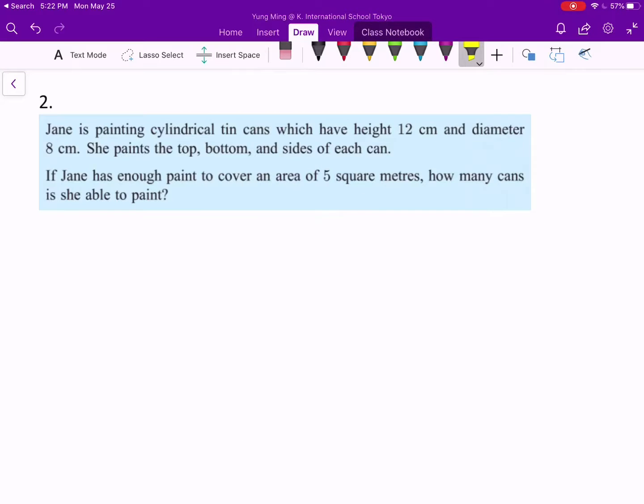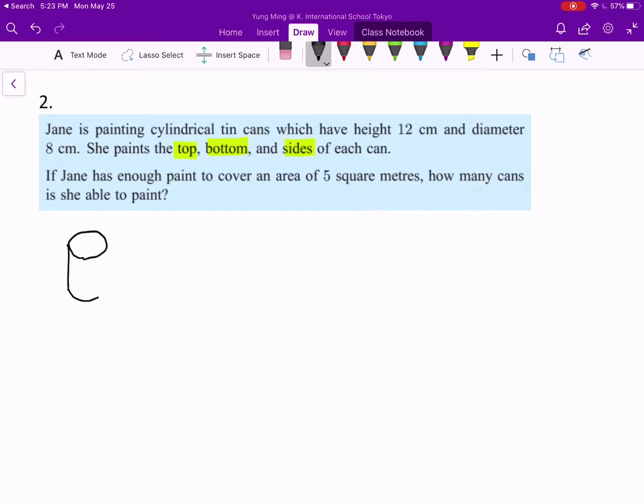So in this case, we have Jane trying to paint cylindrical tin cans, which has height 12 and diameter 8. She is painting top, bottom, and sides. So we know we're having all 3 parts that we need to consider. We have a cap, we have a bottom, and then we also have everything, so we need to take everything into account.